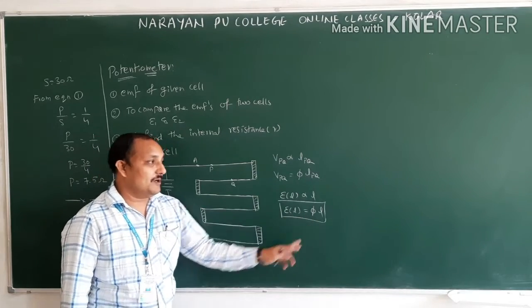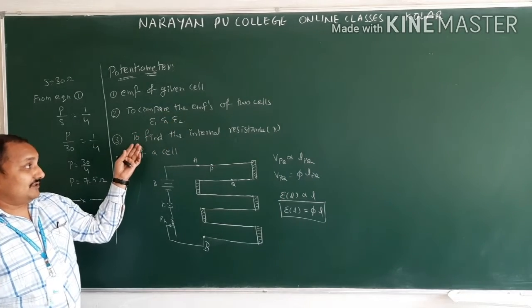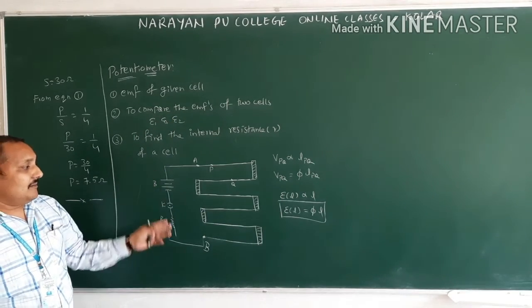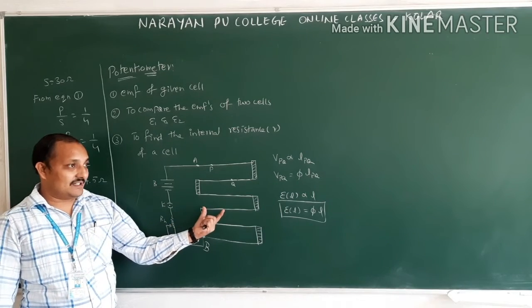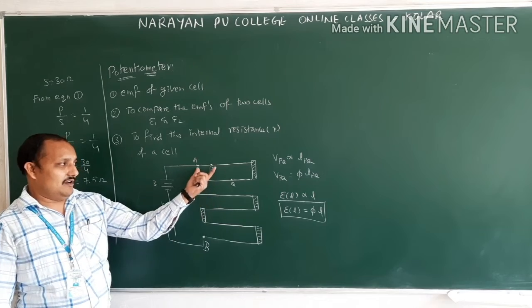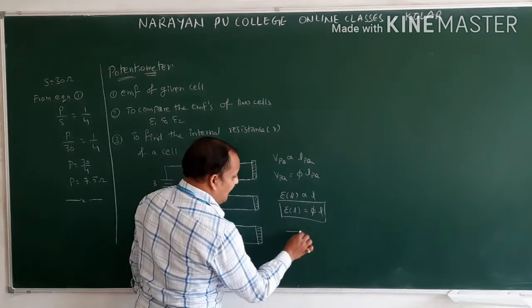By using this principle, we are going to find the comparison of EMFs of 2 cells and the internal resistance of a cell. But while drawing, this is our textbook diagram. In some reference books, they give the potentiometer in a simple way like this.